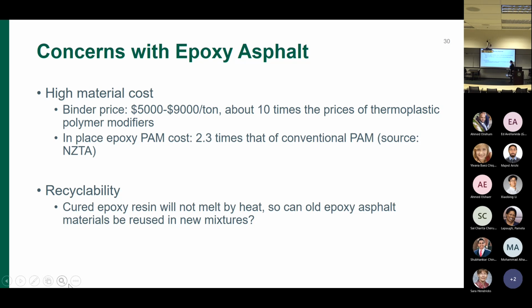But epoxy asphalt is a thermosetting material. It does not melt after you reheat it. So whether or not this epoxy asphalt mix can be recycled is a big question.